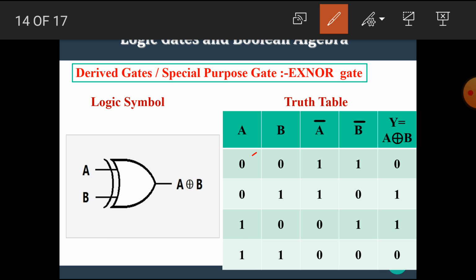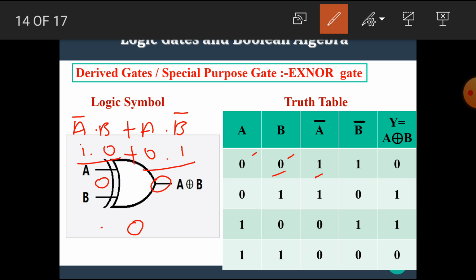If A is 0 and B is 0, we know that the equation of the XOR is A bar into B plus A into B bar. That means A bar has the value 1, B has the value 0, plus A has the value 0 into B bar has the value 1. 1 into 0 is 0, 0 into 1 is 0, and 0 plus 0 is 0. We get 0 here. Okay, I hope you all understand.